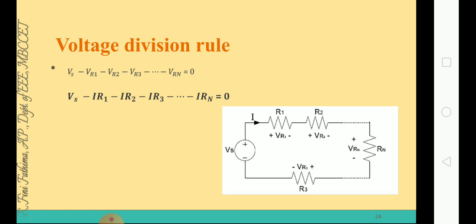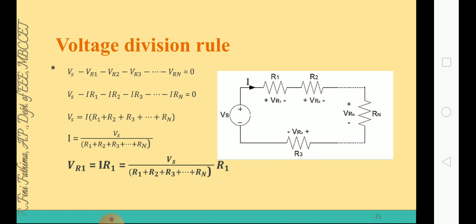My aim is to find out the voltage across the resistance R1. So next we have to find out the voltage drop across the resistance R1. The voltage drop across the resistance R1 is I into R1. We don't know the value of current I. But from the previous slide we know that Vs is equal to I into R1 plus R2 plus R3 etc. up to Rn. So the current I is equal to Vs divided by R1 plus R2 plus R3 plus Rn, that we have derived from our previous slide.